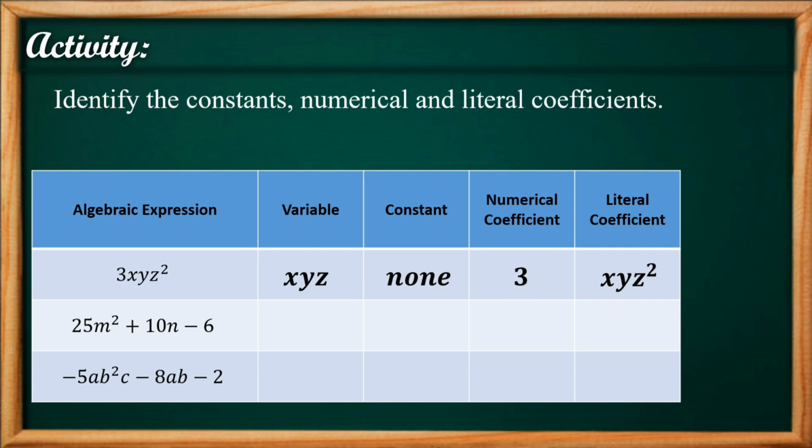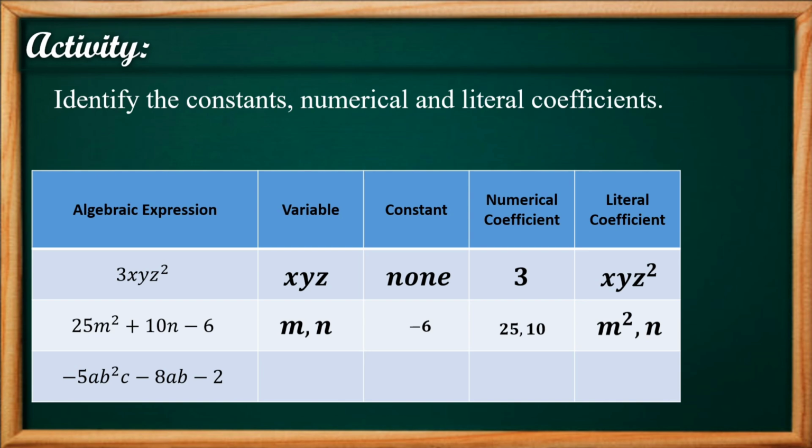Okay, the second one, number 2. The variables are m and n. Then, the constant is yung nag-iisa lang, walang kasamang variable. Single pa rin, nag-iisa, negative 6. Then, the numerical coefficient is 25 and 10. Sila yung may mga kasamang variable. Then the literal coefficient is m squared and n.